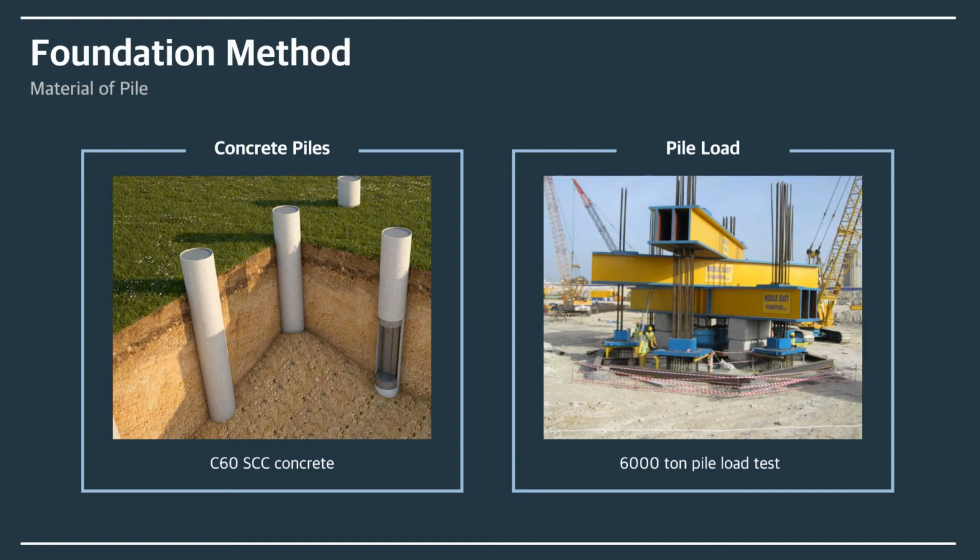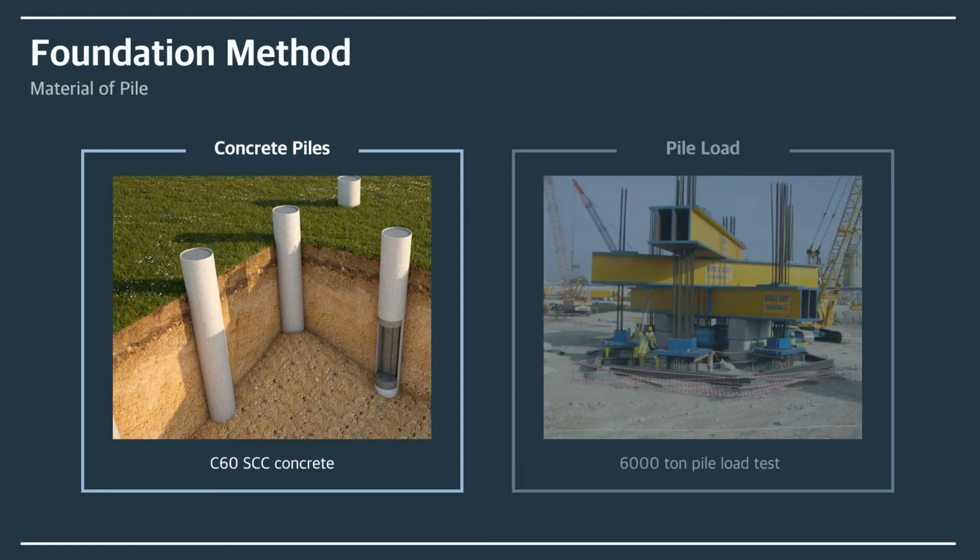These are the materials of the pile foundation. The number of piles used was 194. The piles were 1.5 meters in diameter and have a length of 47.45 meters. Each pile has a capacity of 3,000 tons, and the concrete grade used in the piles was C60 SCC concrete, which was placed by the tremie method.